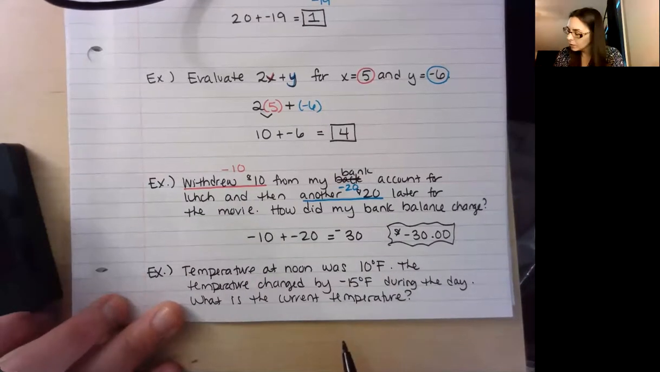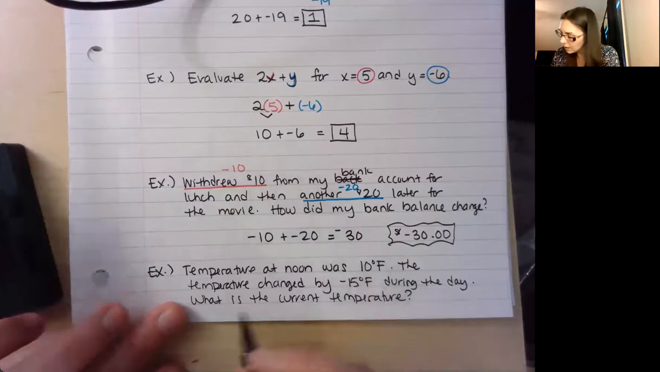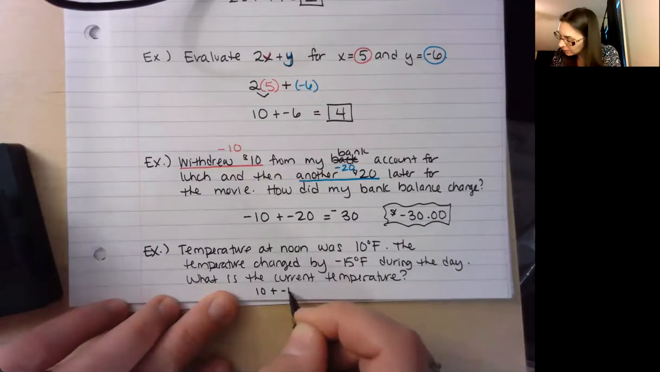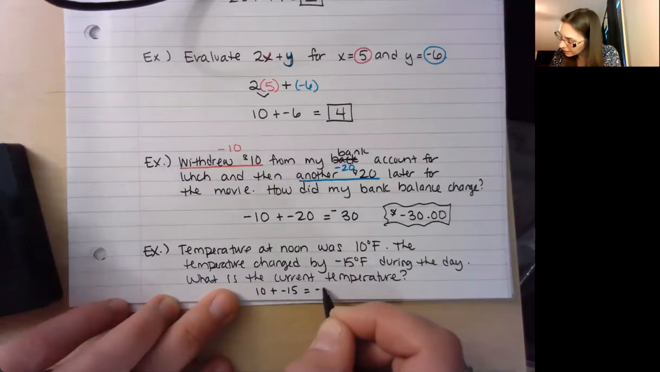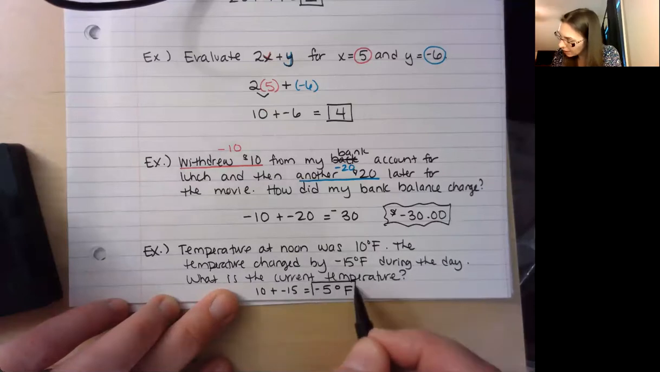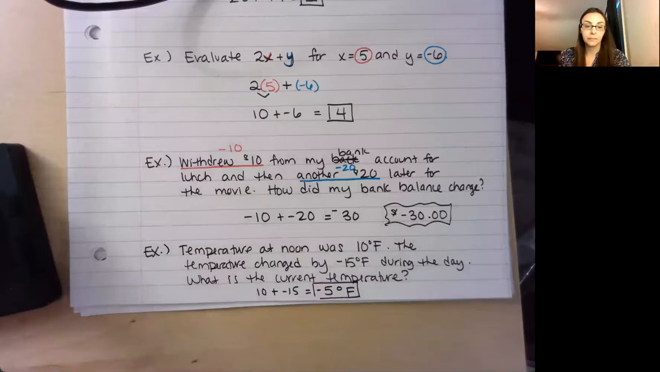So what we have here, we're starting at positive 10 degrees, and then we're changing it by negative 15 degrees. So we're going to add it with negative 15. And the current temperature then, these are different signs, we would subtract, and I have more negatives. So my current temperature is negative 5 degrees Fahrenheit.